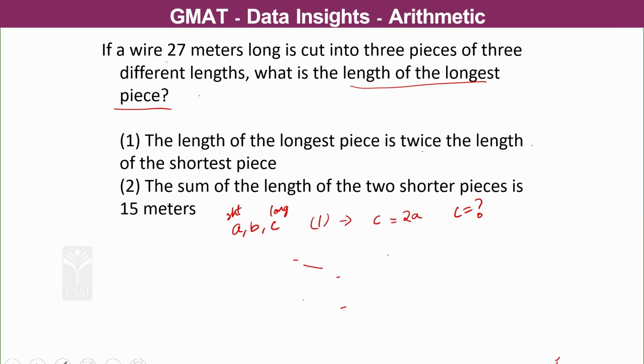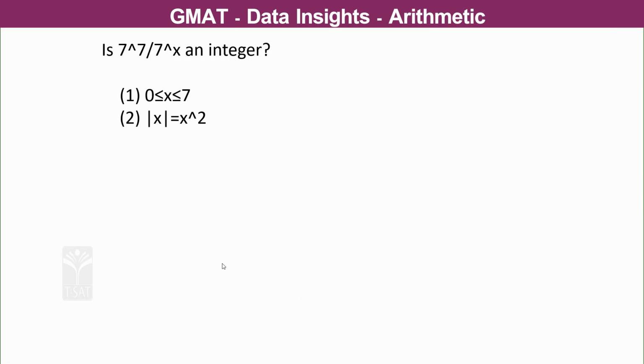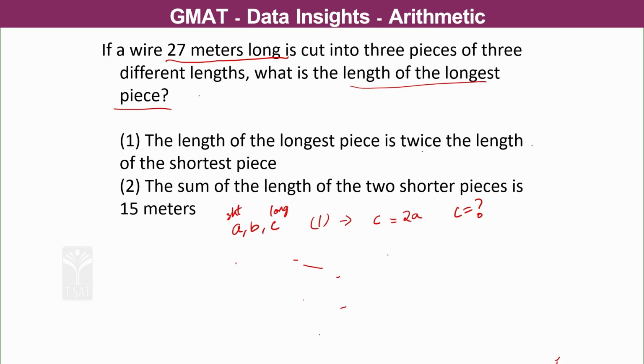We know that the wire's total length is 27 meters. So, that means that A plus B plus C is equal to 27. Here you have C is equal to 2A, but you have no information about B. So, statement 1 is not sufficient to answer the question. You cannot calculate what C is.